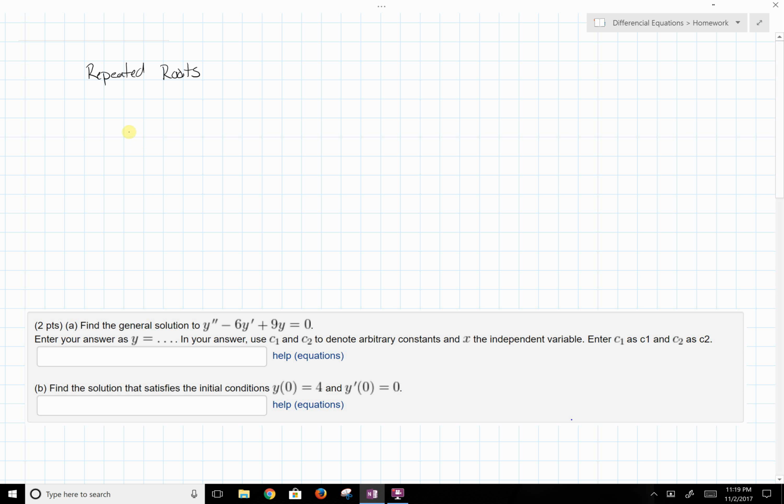Our variable is going to be m in this situation, so for the quadratic formula, which can come in handy, especially in some of these situations, it's m equals negative b plus or minus the square root of b squared minus 4ac, all over 2 times a.